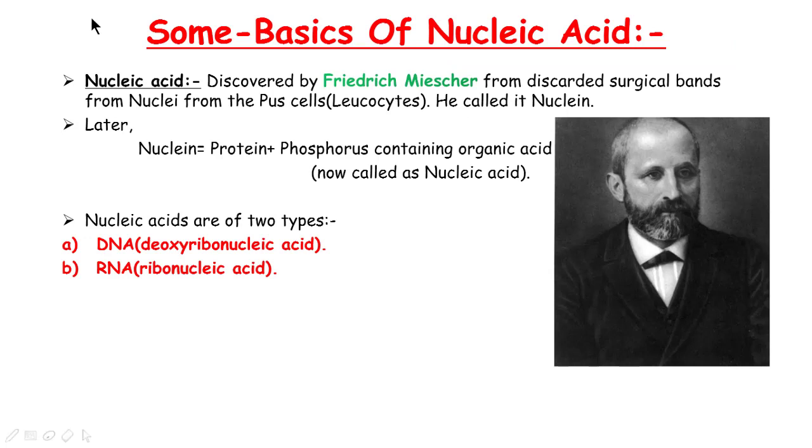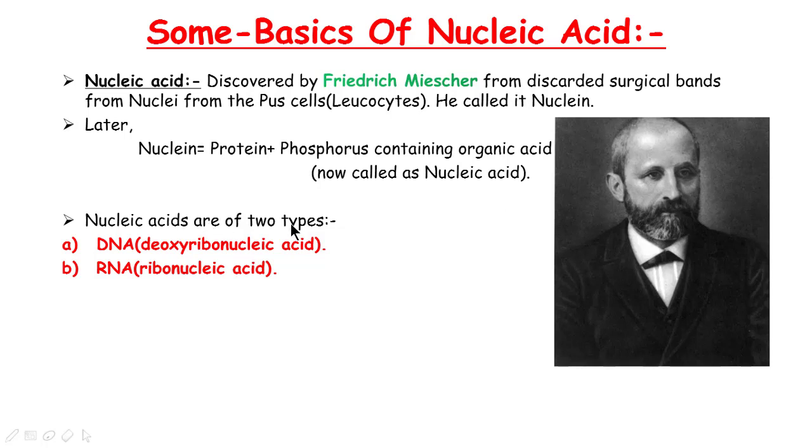As I told you in the beginning, it was discovered by Friedrich Miescher. He isolated it from surgical bandages, from the nuclei of pus cells. From where did he discover the nucleic acid? From the pus cell, which is the leukocyte, and the leukocytes are the WBCs, as we know. He called it nuclein. What is the nuclein? The nuclein is a combination of a protein plus a phosphorus-containing organic acid, which is called a nucleic acid.